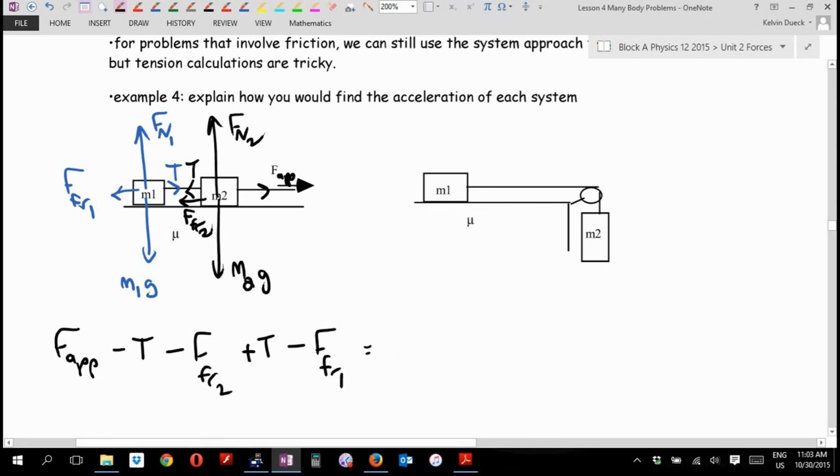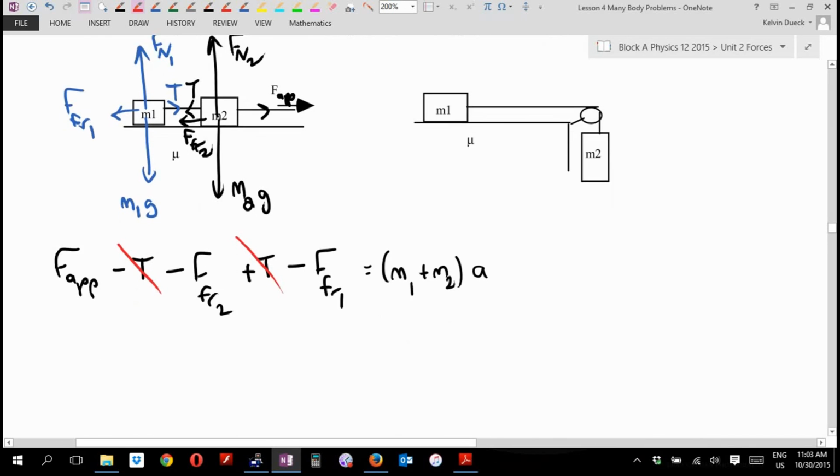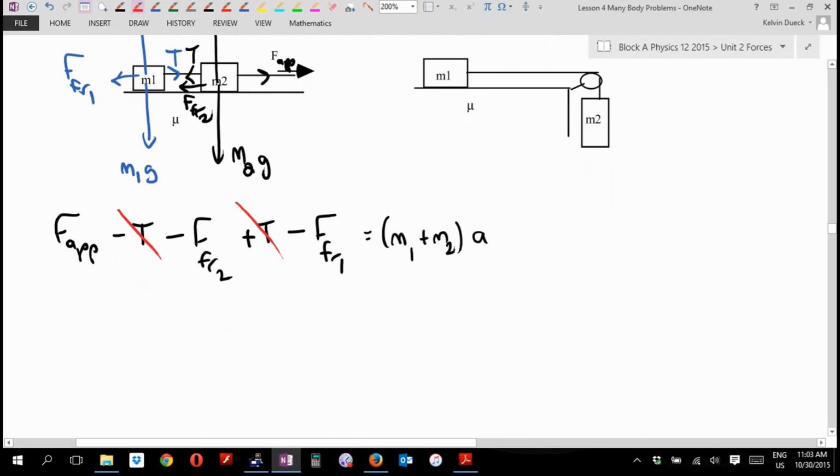That equals, have I looked at more than one mass for forces? Well, then it's going to be M1 plus M2 times A. And yes, once again, I could relax because tension would cancel. If I wanted to go further, I would say, okay, it's going to be F applied minus mu times normal force number 2 minus mu times normal force number 1.